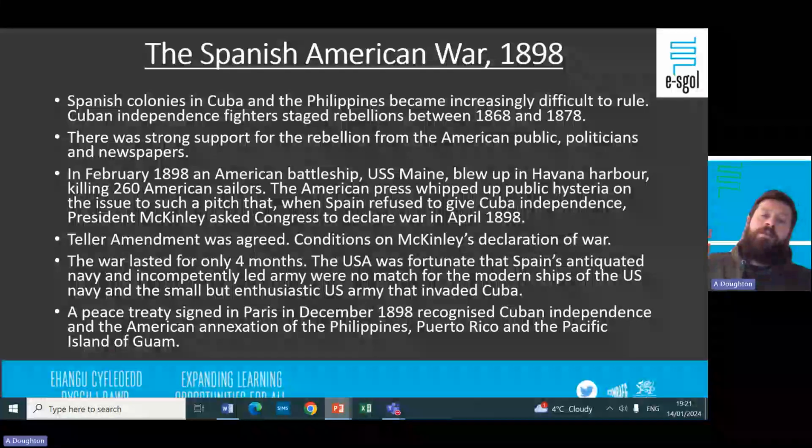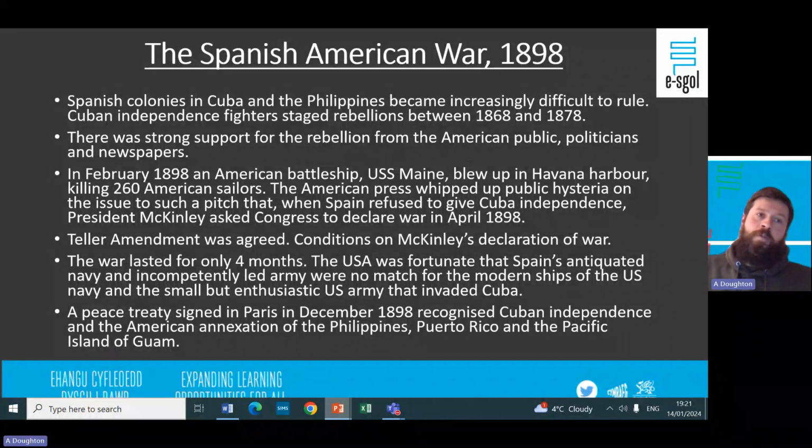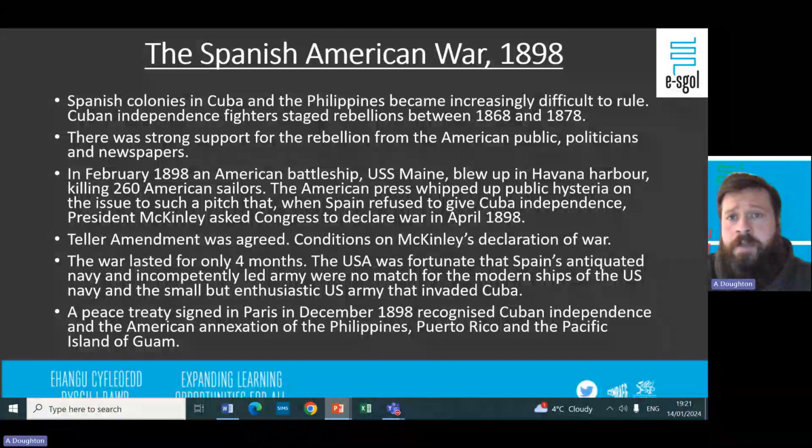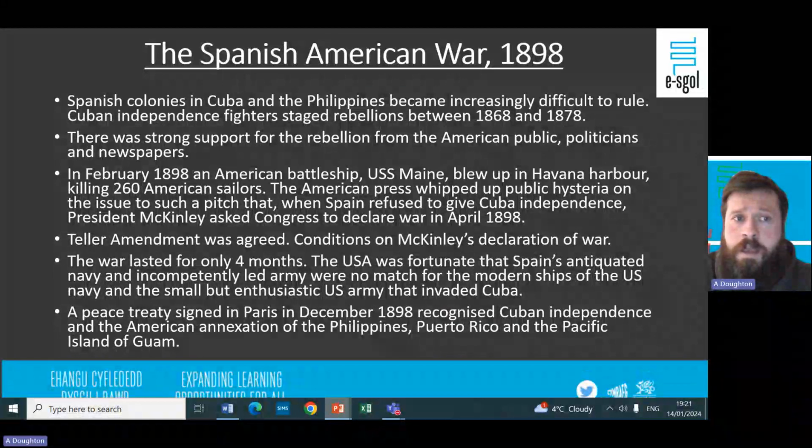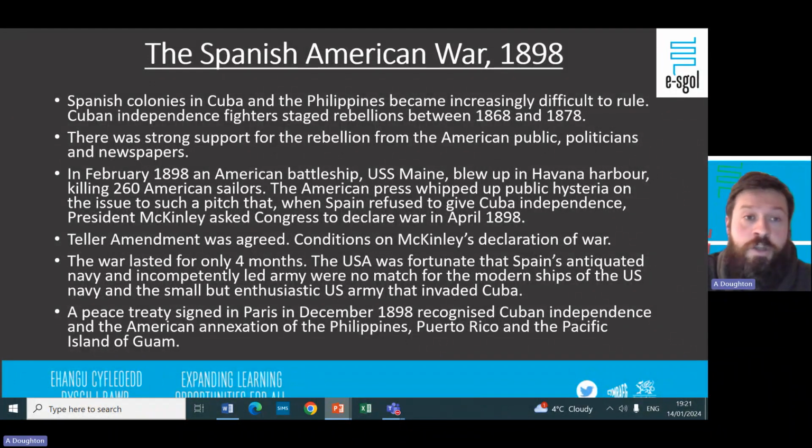Now, in 1898, they get involved in Cuba. This leads to the Spanish-American War. Cuba was a Spanish colony, and they had been fighting for their independence for a number of years. There were rebellions between 1868 and 1878, and America, especially public opinion, politicians, and newspapers, were all in support of Cuba gaining their independence.